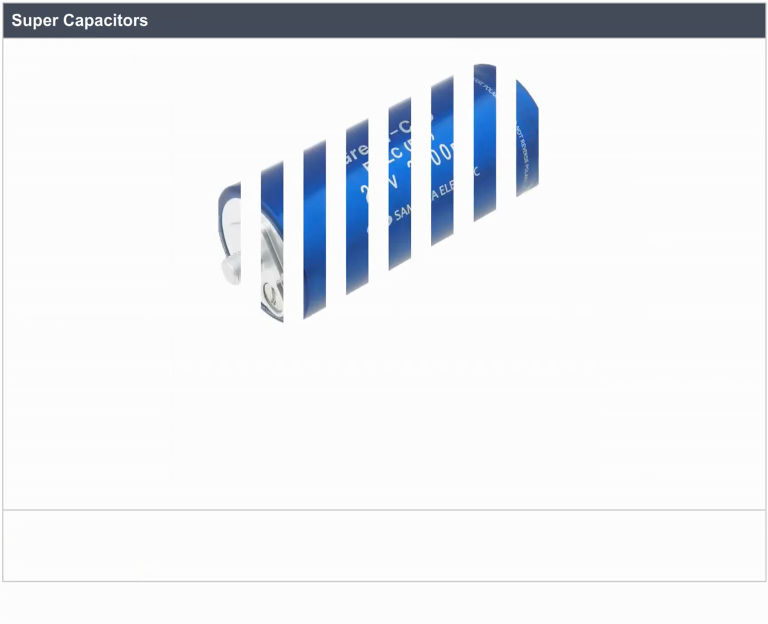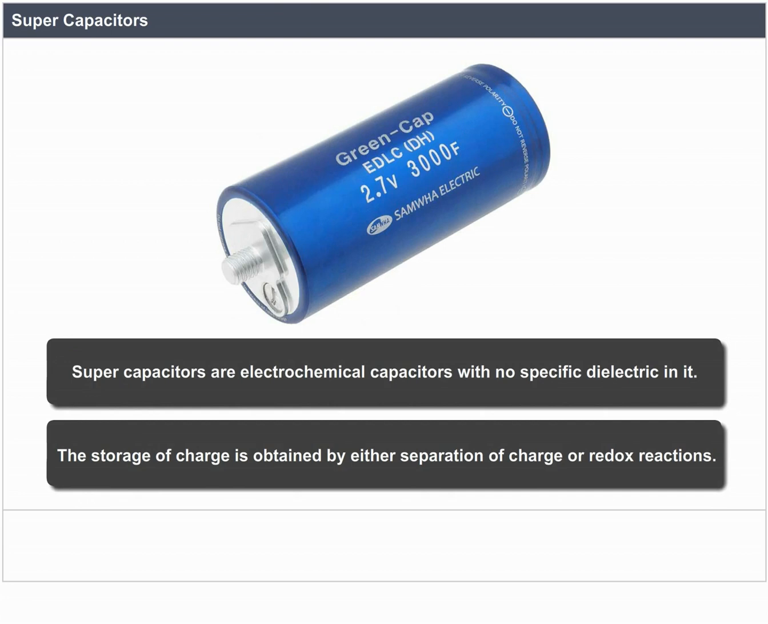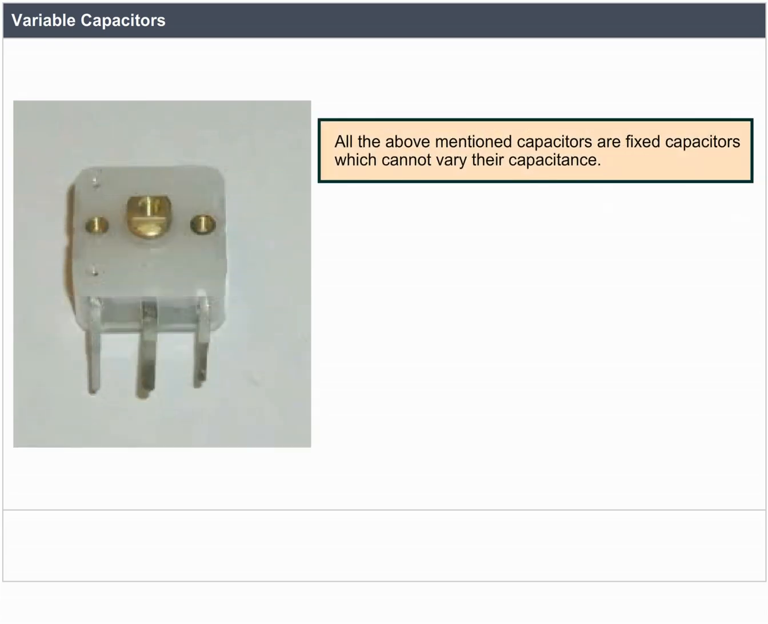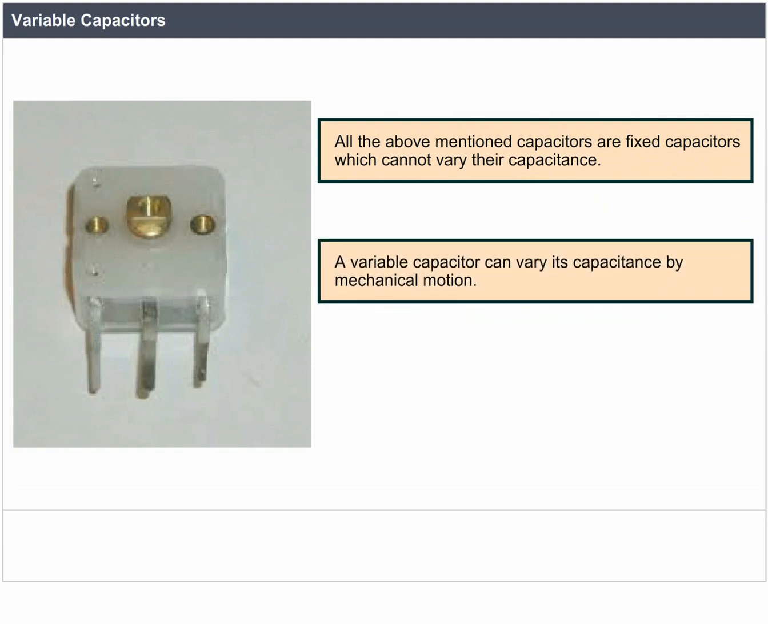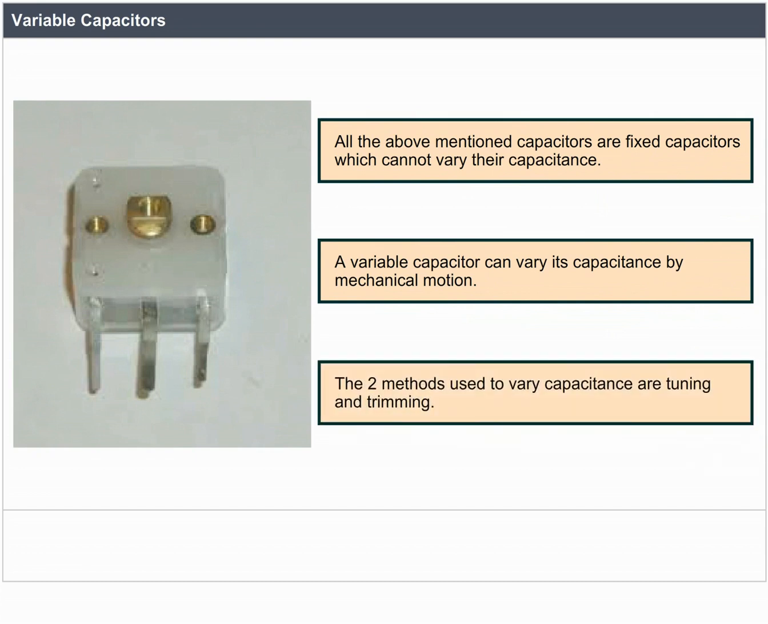Supercapacitors. Supercapacitors are electrochemical capacitors with no specific dielectric in them. The storage of charge is obtained by either separation of charge or redox reactions. Variable capacitors. All the above-mentioned capacitors are fixed capacitors which cannot vary their capacitance. A variable capacitor can vary its capacitance by mechanical motion. The two methods used to vary capacitance are tuning and trimming.